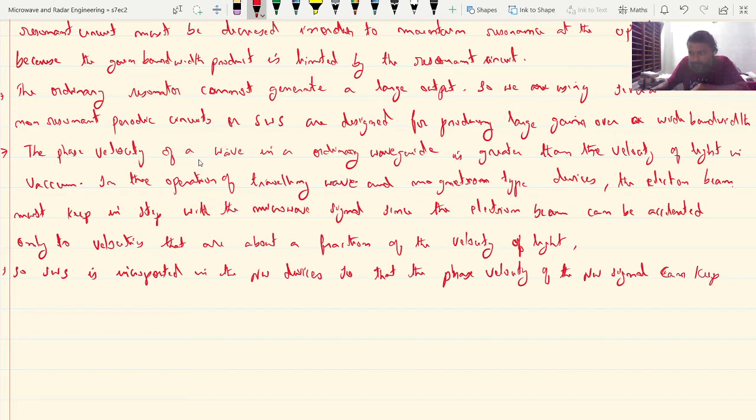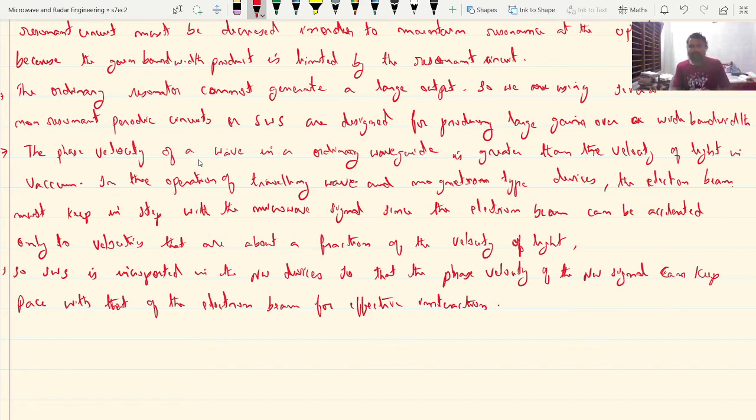Can keep pace with that of the electron beam for effective interaction. So that is why several types of slow wave structure are being shown in the above figure.